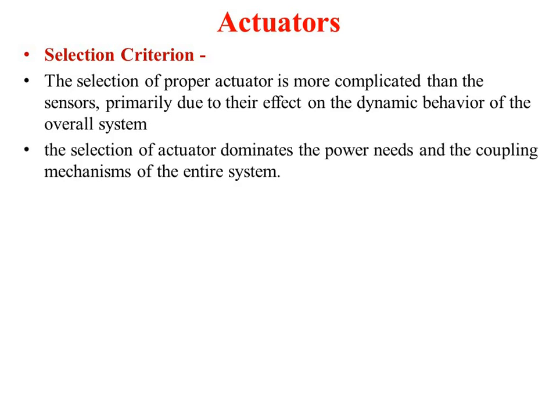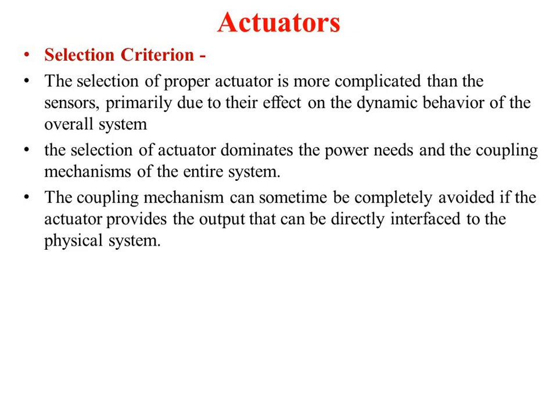The selection of the actuator dominates the power needs and the coupling mechanism. So you need to consider the coupling mechanism as well as the power needs. How much force you will require to drive the next system or the next mechanism, what type of coupling you will require and how much power you will require. That decides the entire system. There are certain other factors, but these are the two important factors which govern the selection criteria. The coupling mechanism can sometimes be completely avoided if the actuator provides an output which can be directly interfaced with the physical system.